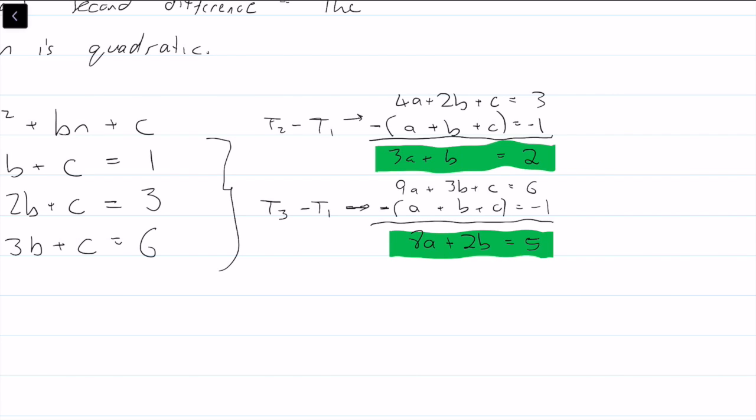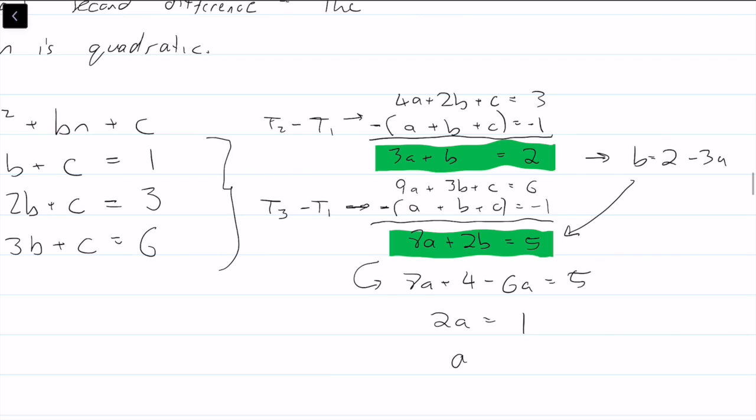So now I can solve for b. I can say that b equals 2 minus 3a. So I can substitute that into that equation, which gives me 8a plus 2 times b, so that's 4 minus 6a is equal to 5. So what I get is 2a is equal to, taking the 4 across, that becomes 1. So now I can solve for a. So a equals a half.